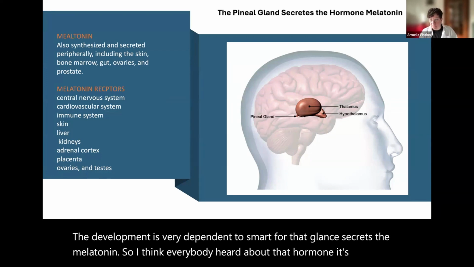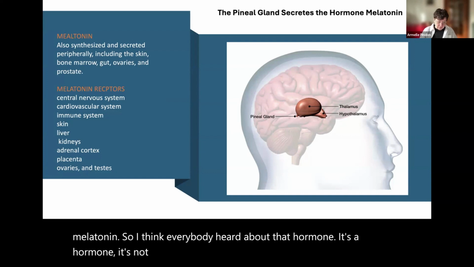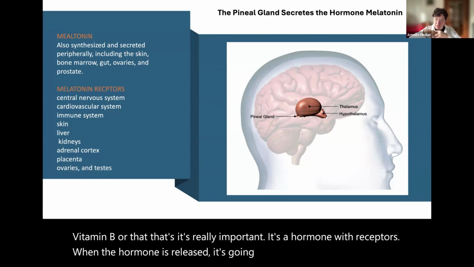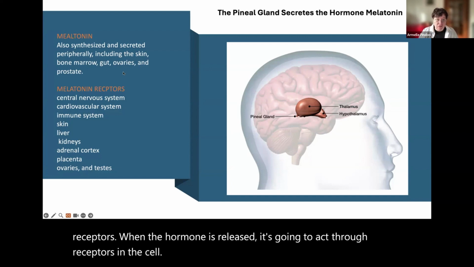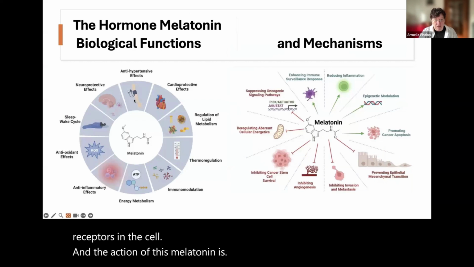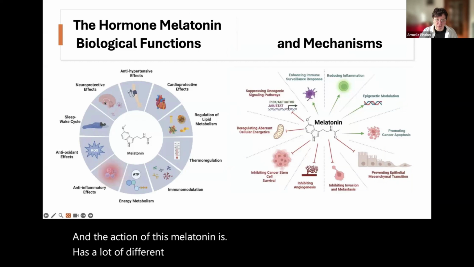It's a hormone. It's not like vitamin B or that. It's really important. It's a hormone with receptors. When the hormone is released, it's going to act through receptors in the cell. And the action of this melatonin has a lot of different actions through the sleep-wake cycle.